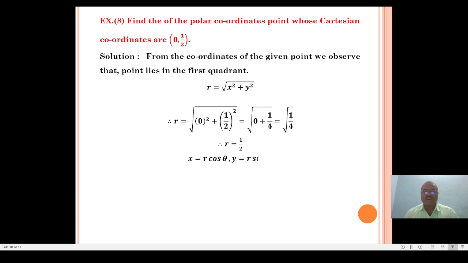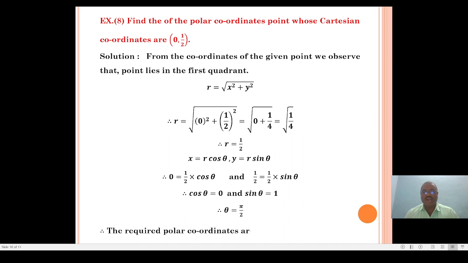So x equals r cos theta, y equals r sin theta gives 0 equals 1 half cos theta and half equals half sin theta. So cos theta equals 0 and sin theta equals 1. And therefore theta equals pi by 2. The value of cos pi by 2 is 0 and the value of sin pi by 2 is 1, and therefore the required polar coordinates are (half, pi by 2).